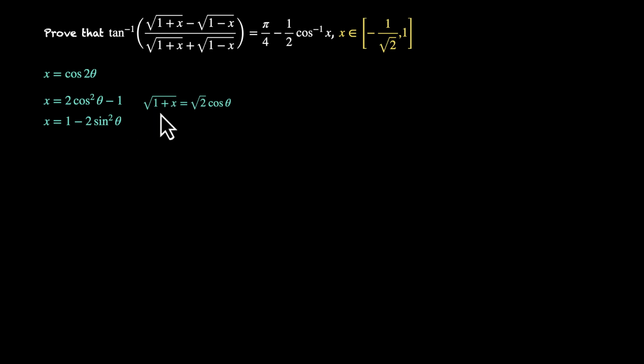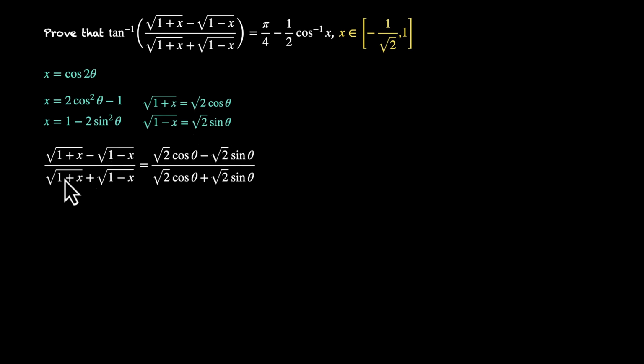So root of 1 plus x, that's going to be root 2 cos theta, taking the square root, and root 1 minus x, that's going to be root 2 sin theta, again taking the square root. Now let's plug these values here. We have root this minus this by root this plus this. So we have root 2 cos theta minus root 2 sin theta divided by root 2 cos theta plus root 2 sin theta. We can take the root 2 common and cancel out. We have cos theta minus sin theta by cos theta plus sin theta.